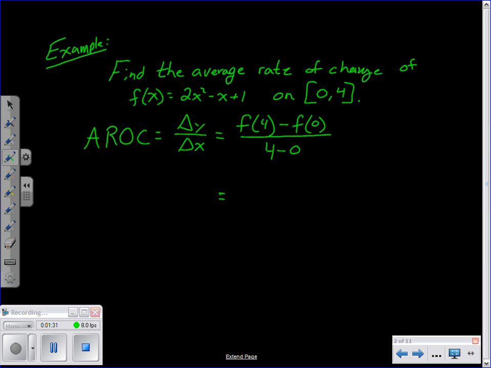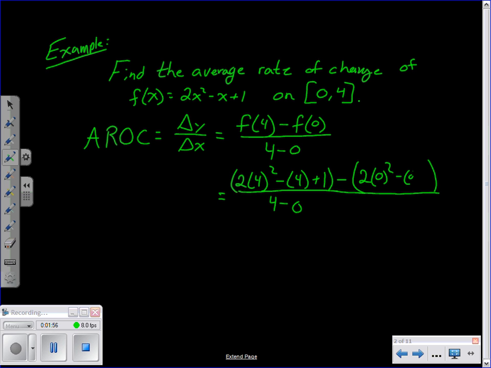So I just need to find out what f of 4 is. So I simply plug that into my function. So this is 2 times 4 squared minus 4 plus 1. I'm sorry, I also need to subtract f of 0. So f of 4 is 2 times 4 squared minus 4 plus 1, and I'm going to have 2 times 0 squared minus 0 plus 1 as my f of 0.